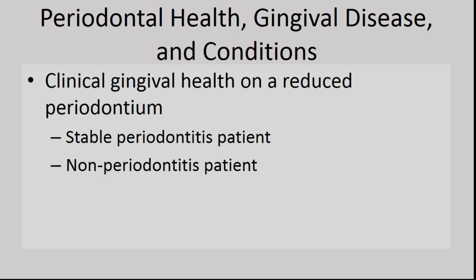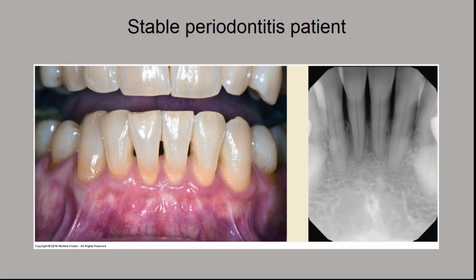So we have your stable periodontitis patient. This is your patient that has in the past had scaling and root planing and has been undergoing periodontal therapy. And then you have your non-periodontitis patient. So not everyone that has bone loss has a history of periodontal disease. There are other reasons that we're going to take a look at that could reduce a patient's bone level and periodontium around their teeth. First, we're going to take a look at the stable periodontitis patient.